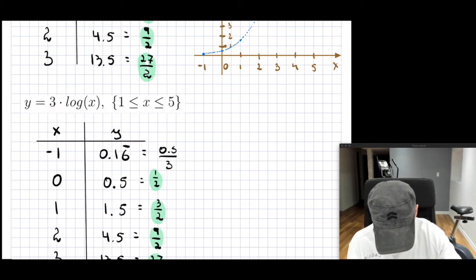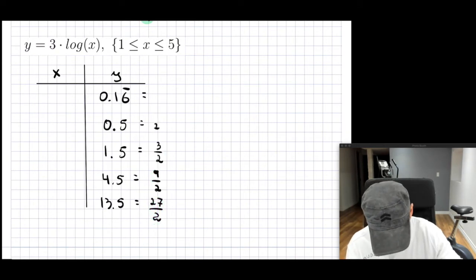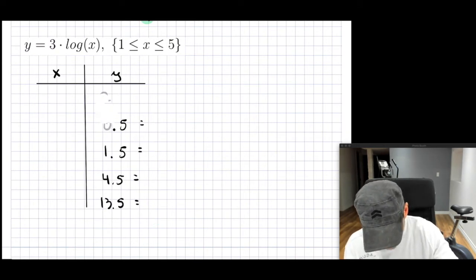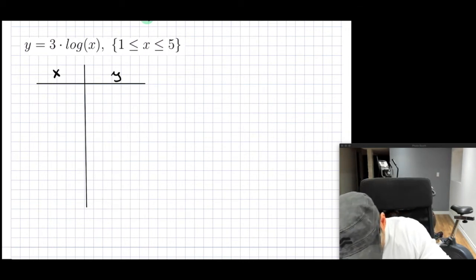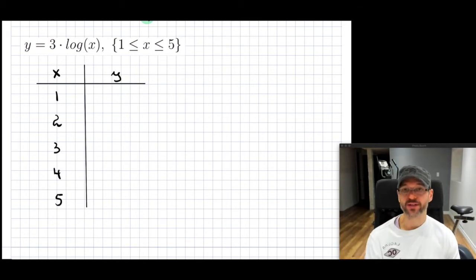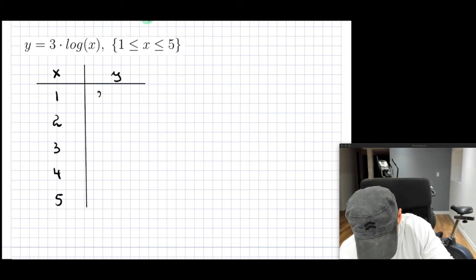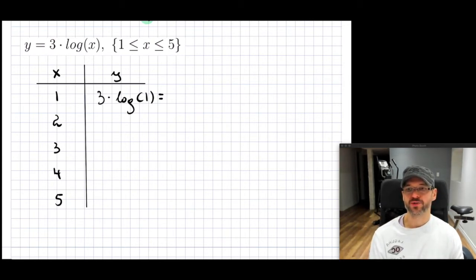All right, so let's say I have that. Now let me erase these values because they're not the same. So my restriction is between 1 and 5. So for this one, I'm going to go 1, 2, 3, 4, and 5. And now I can go ahead. So what you're doing is you have log of 1, and then whatever that may be. All right. So this is actually going to be 0.